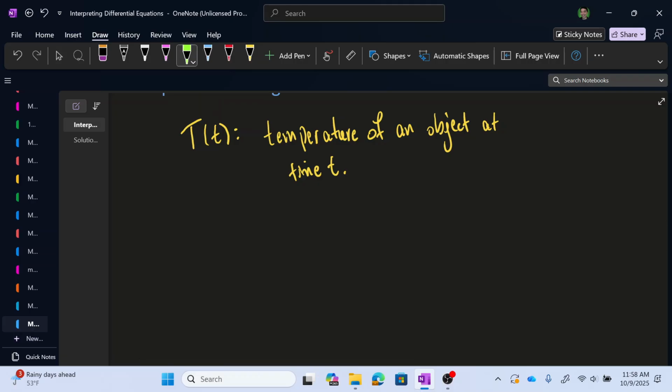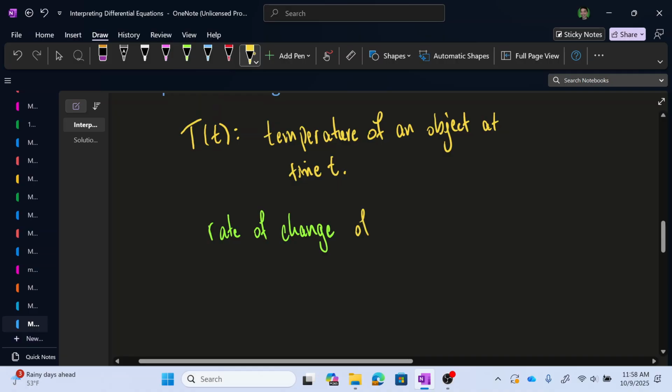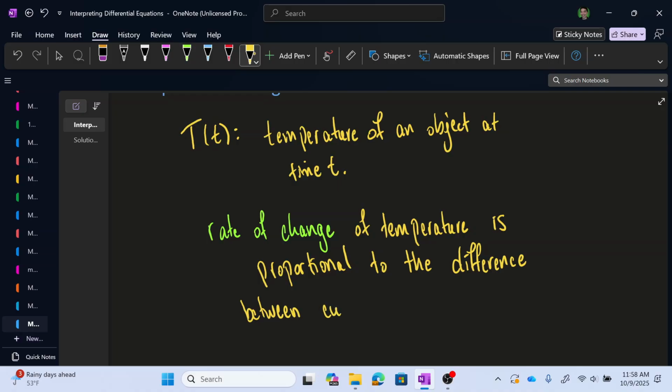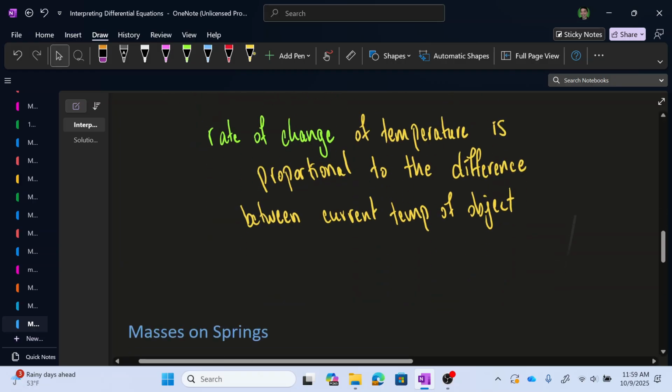So, what we can say in English to capture that reality is we can say that the rate of change of temperature is proportional to the difference between your object's current temperature and the ambient temperature of your environment.